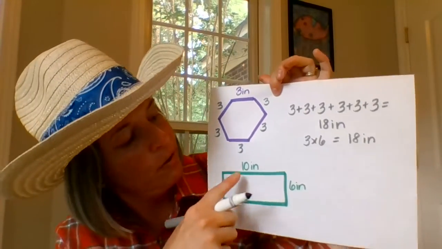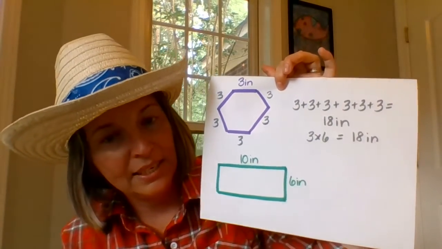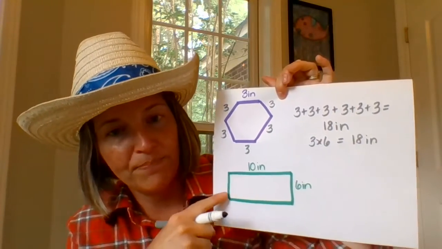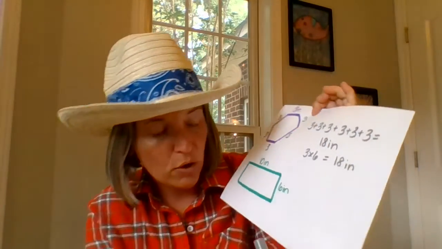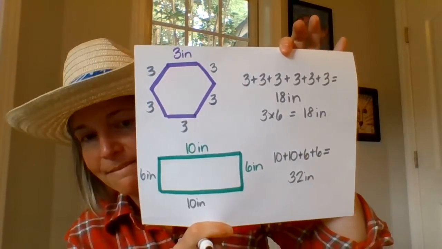All right, here's our other one. I have another rectangle, and the top is labeled at 10 inches, and the side is labeled at 6 inches. Remember, whatever the top is, the bottom will also be, because these are the same. And the same goes for the sides. So I'm going to go ahead and label these so I don't forget. And then I am going to add them. I have 10 plus 10 plus 6 plus 6. And that is equal to 10 plus 10 is 20, 26, 32 inches. Okay? You got that? Very good.